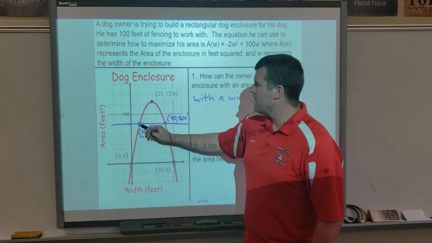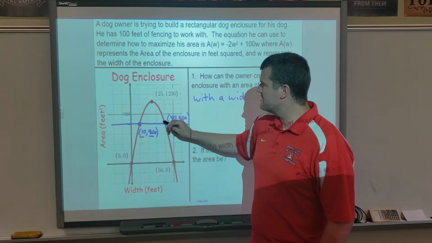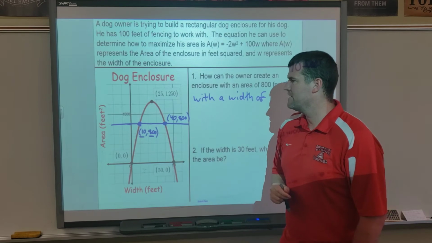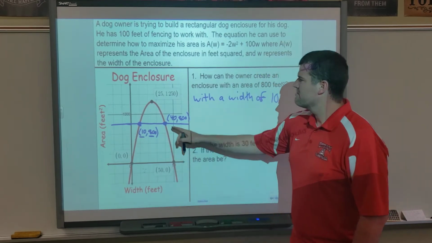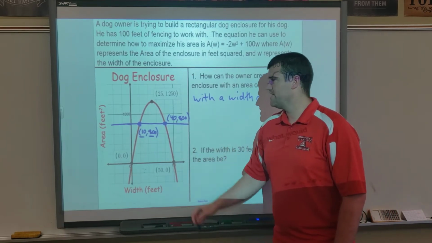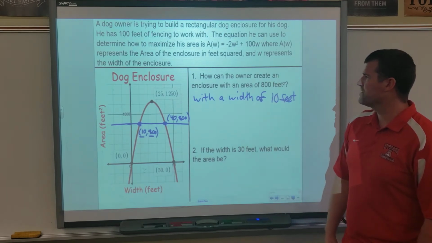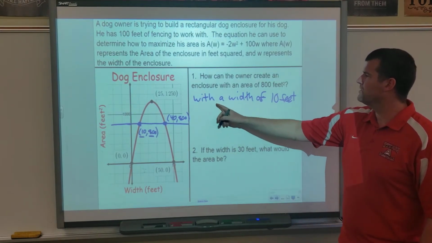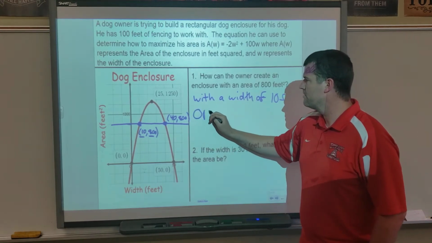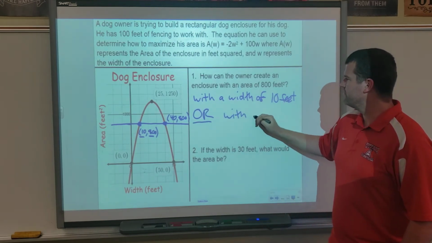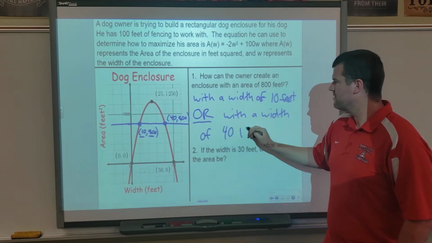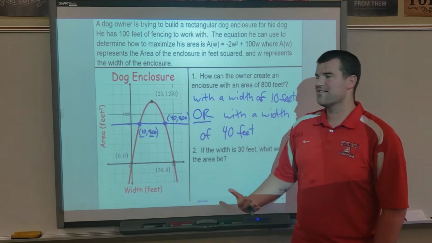But that's as our parabola is increasing. As the parabola begins to decrease, right here we hit 800 again, which means there's not just one way to get an area of 800 feet squared, there are two ways. So this point right here, 40, 800, means that we could also have a width of 40 feet. So how can the owner create an enclosure with an area of 800 feet squared? Well, they can do it with a width of 10 feet, or with a width of 40 feet. So there are two different possible solutions.